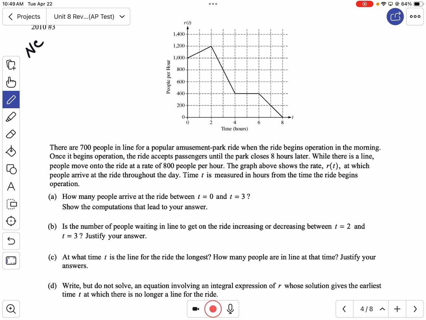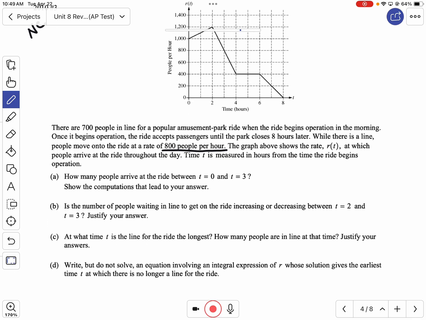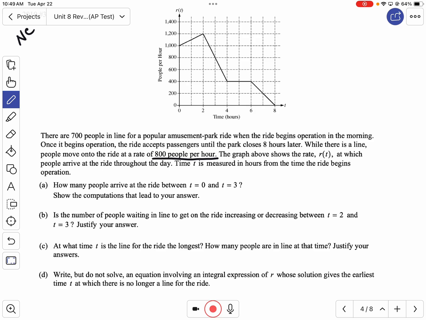It says there are 700 people in line for an amusement park ride when the ride begins operation in the morning. Once it begins, the ride accepts passengers until the park closes 8 hours later. While there is a line, people move onto the ride at a rate of 800 people per hour. The graph shows the rate at which people arrive at the ride throughout the day. Time t is measured in hours from the time the ride begins operation. So how many people arrive at the ride between t equals 0 and t equals 3?